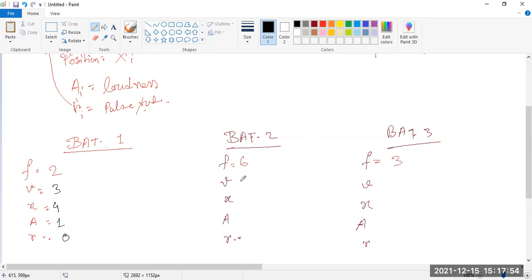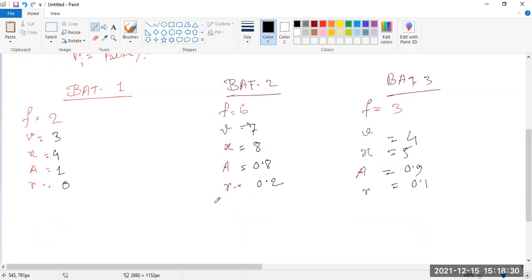This is the pulse, and this is for bat 2. Say the random frequency is 6, velocity is 7, x is 8, position is there, loudness is 0.08, and the pulse is 0.2, within 1 and 0. For the next one, frequency is 3, position is say 5, velocity is 4, and loudness is say 9, and it is given 0.1. This is an example.